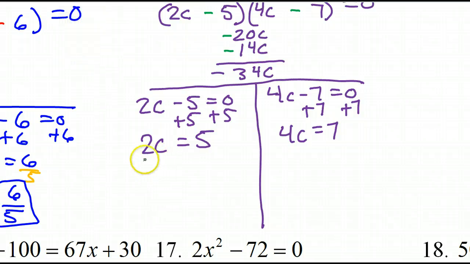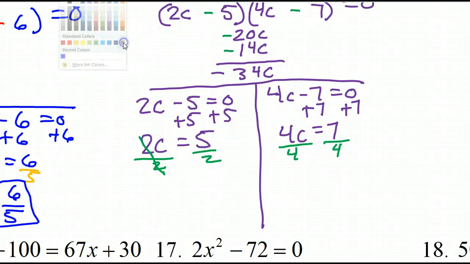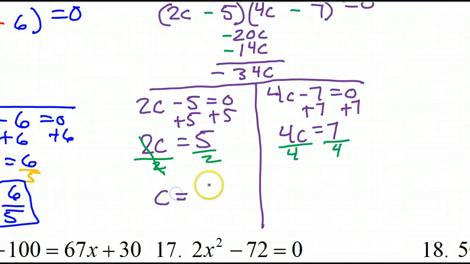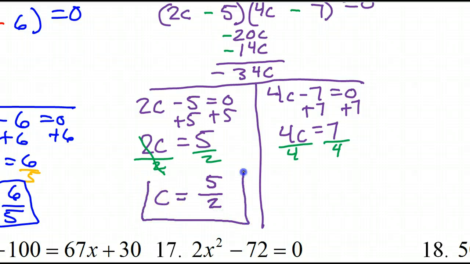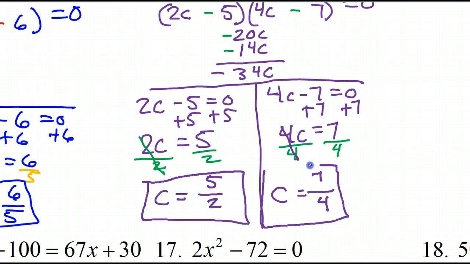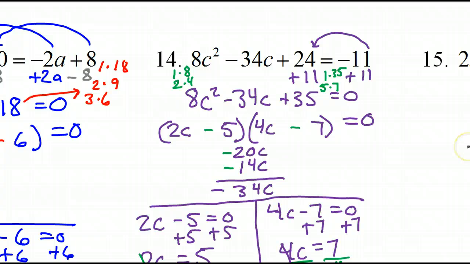Then when I divide both sides by 2, and over here I'll divide by 4, that is going to give me C is equal to 5 over 2. And over here, that's going to give me C is equal to 7 over 4. So these would be the two answers for number 14.